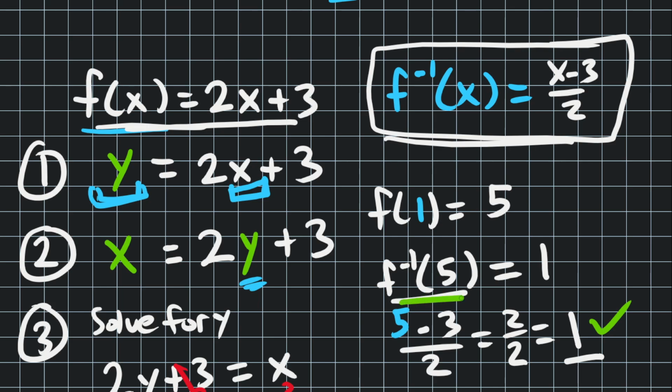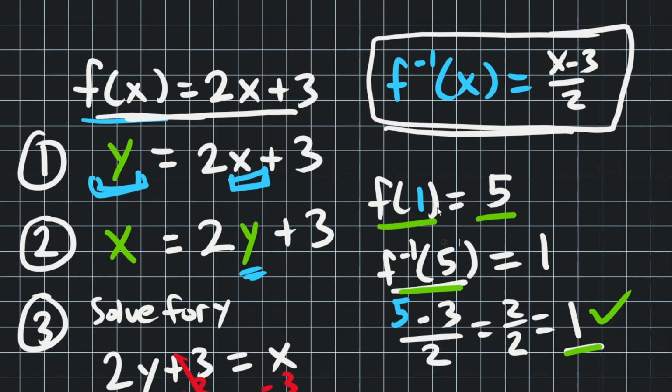So that's what we have here. f inverse of 5 equals 1, and f of 1 equals 5. So these are inverse functions of each other, and that checks out. So that's how you do it algebraically.